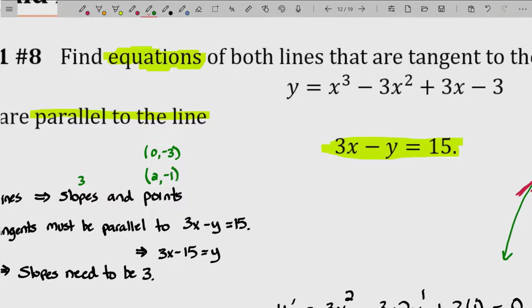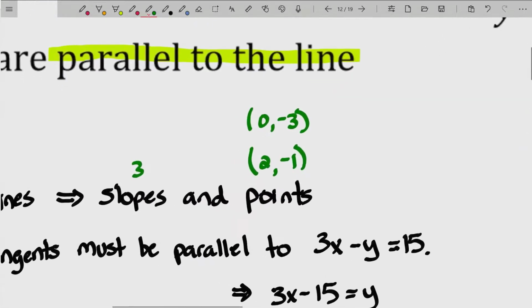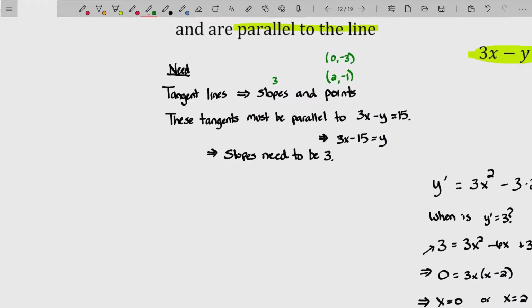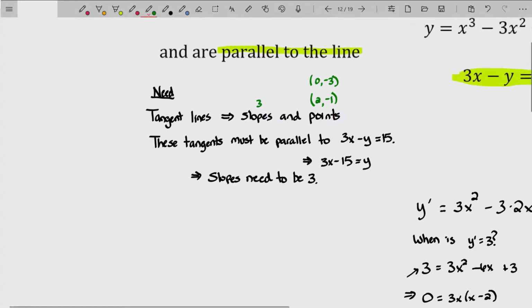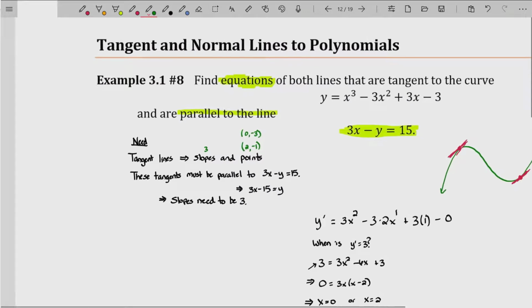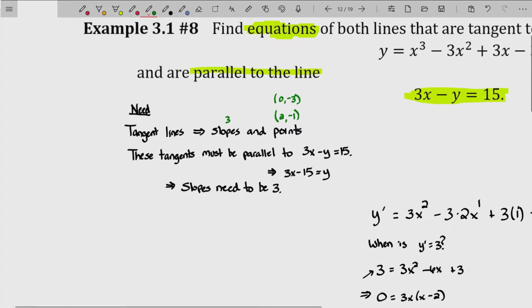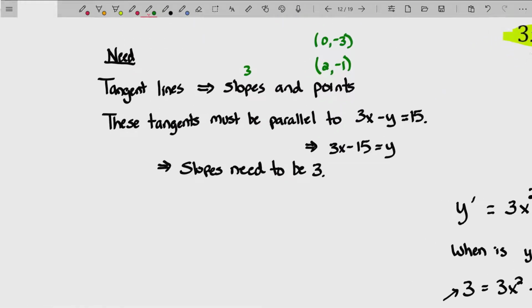Double check my mathematics there. 8 minus 4 times 3 is 12, so it's negative 4. 2, yep, negative 1. All right. So we have a slope and 2 points. We're ready for 2 lines. So the equations of the tangent lines, let's make sure that's what they're asking for. Yeah, find the equations of both lines that are tangent to that curve. So the equations of those tangent lines are going to be the following.